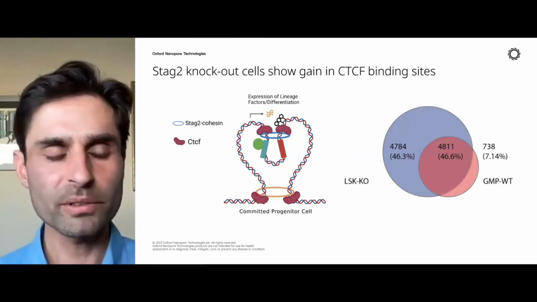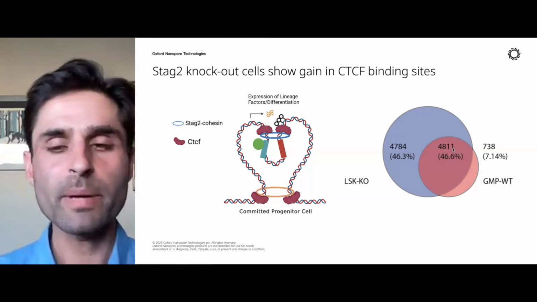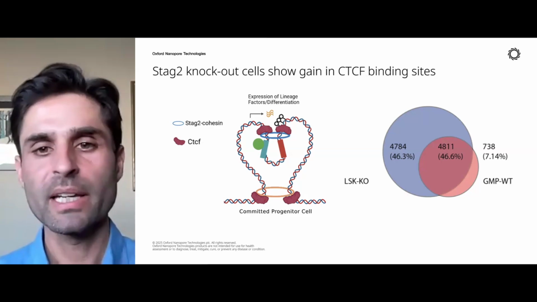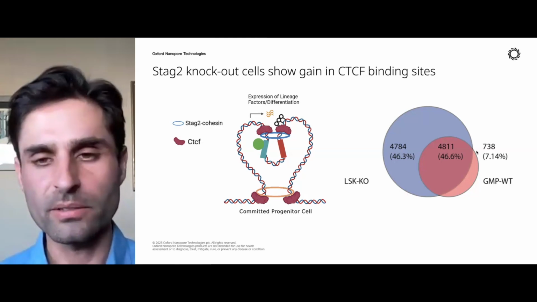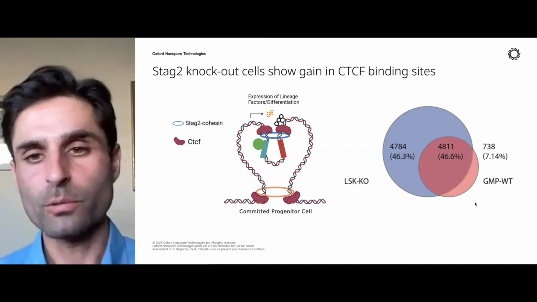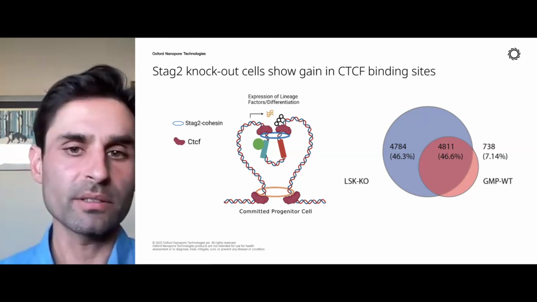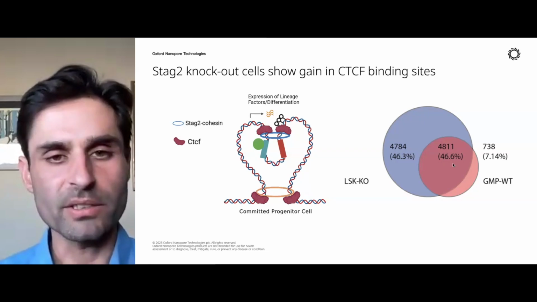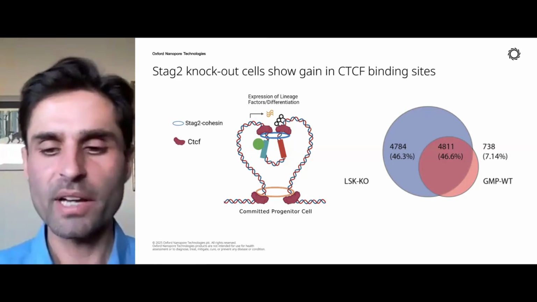So just as a prelude to that, when you do knock out this protein, STAG2, what ends up happening is we observe, and this is from chromatin immunoprecipitation sequencing, a relatively large gain in CTCF binding locations. So in the Venn diagram on the right, in red, that's the wild type case where you have some number of CTCF binding locations. And then when you knock out STAG2, you get this relatively large, almost doubling of CTCF binding locations. So we're going to be looking at what's going on there. Just hold that in your mind for a moment.